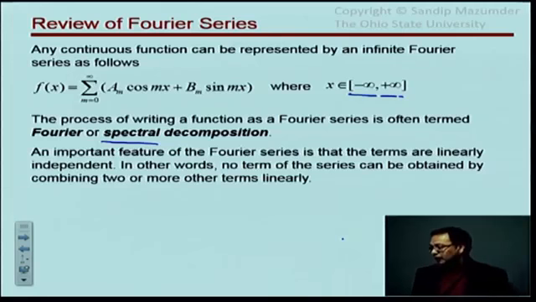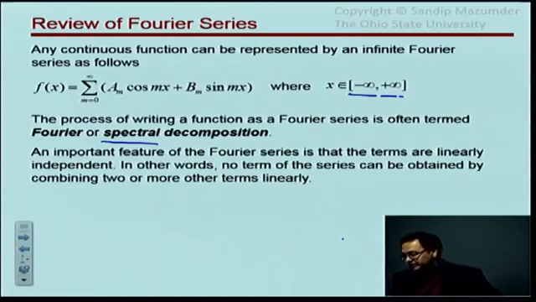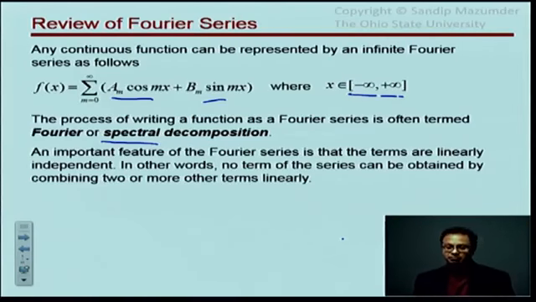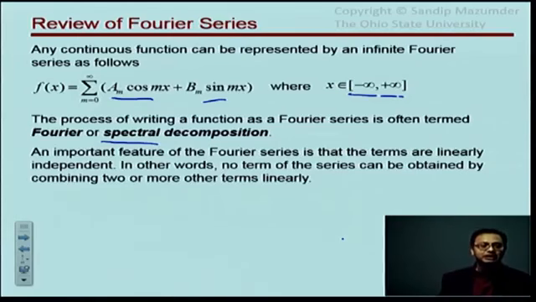Now, one of the important features of the Fourier series is that the terms are linearly independent. In other words, if I take the first term of this series and the second term of this series, I cannot linearly combine them to produce the third term. That's impossible. They are by definition independent of each other.